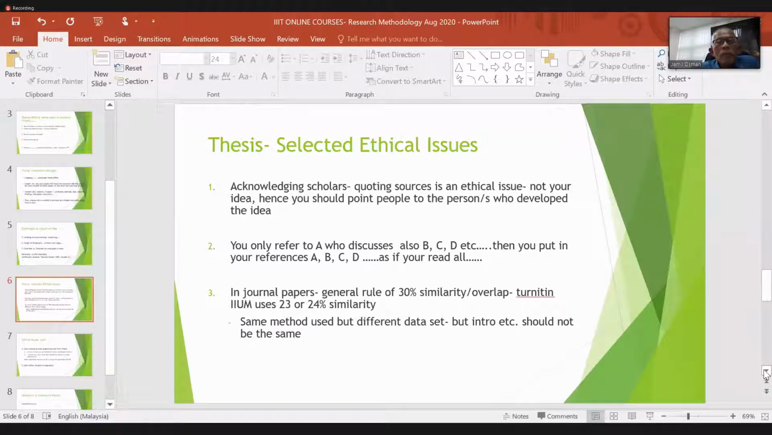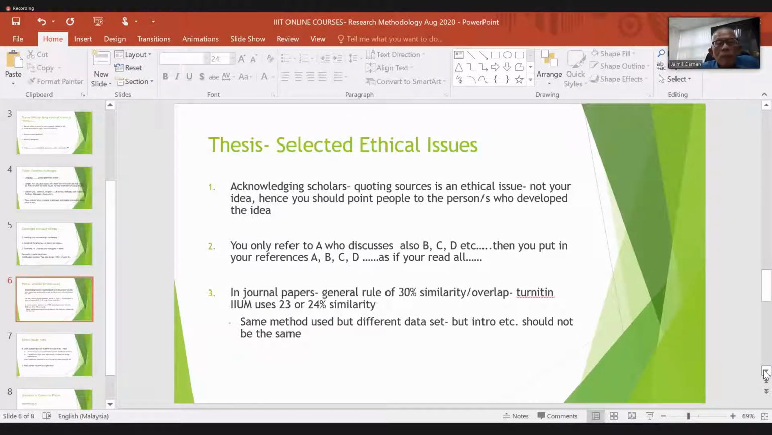Now, very closely related to this is something that I don't know if any of you will be able to appreciate. In your thesis, you refer to A, okay, this professor. That professor's work discusses B, C, and D. All right. Now, in your reference list at the back, you list down A, B, C, D, everybody, but you only refer to A. All right.